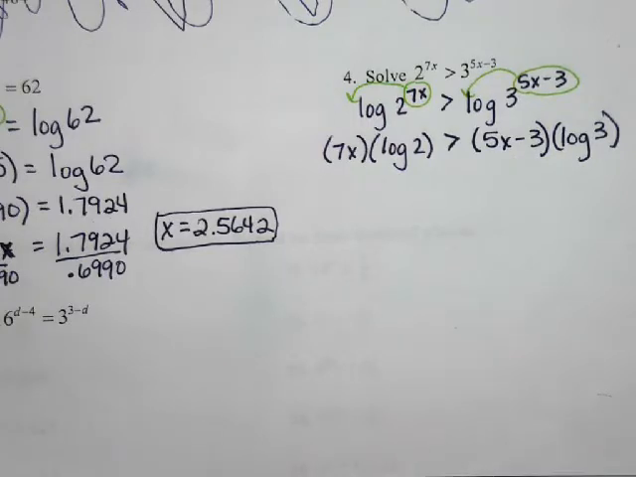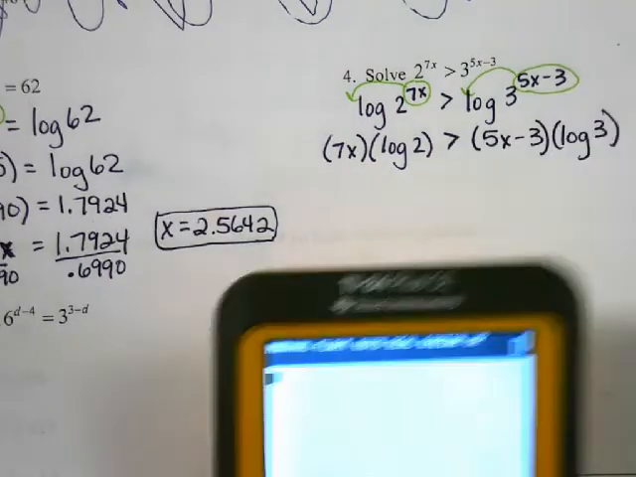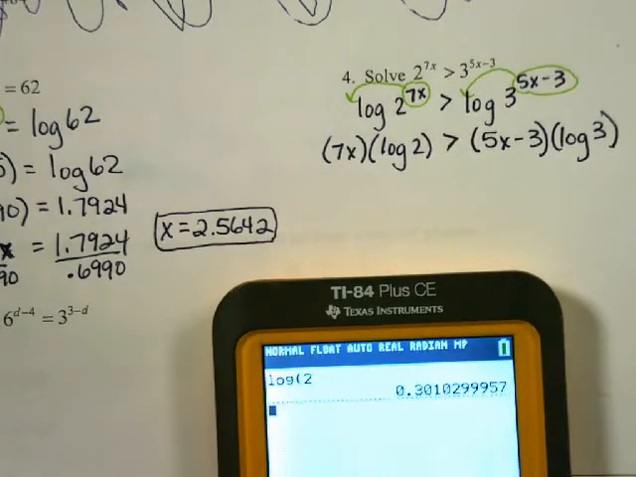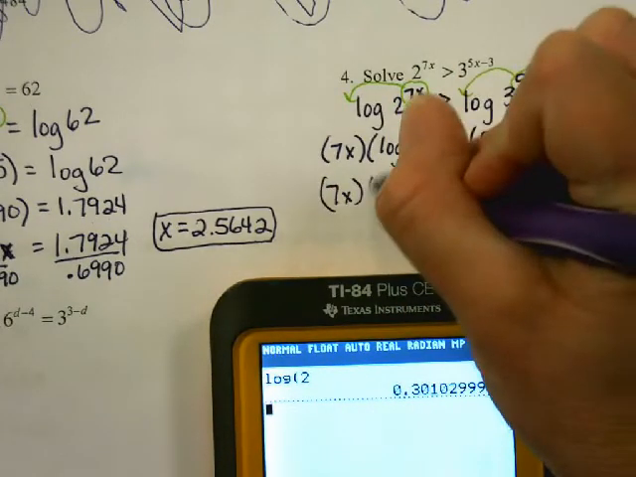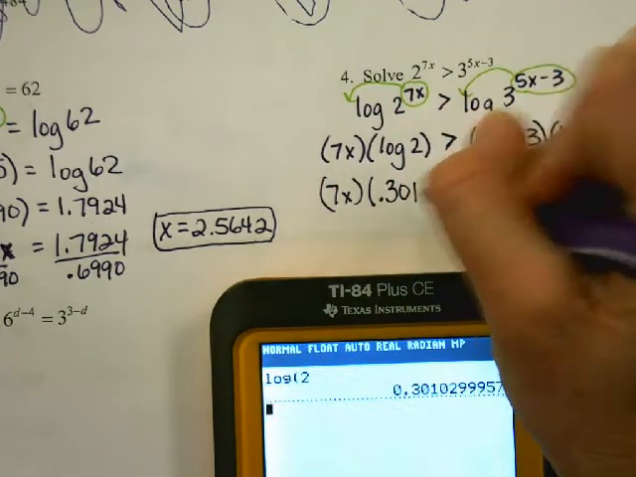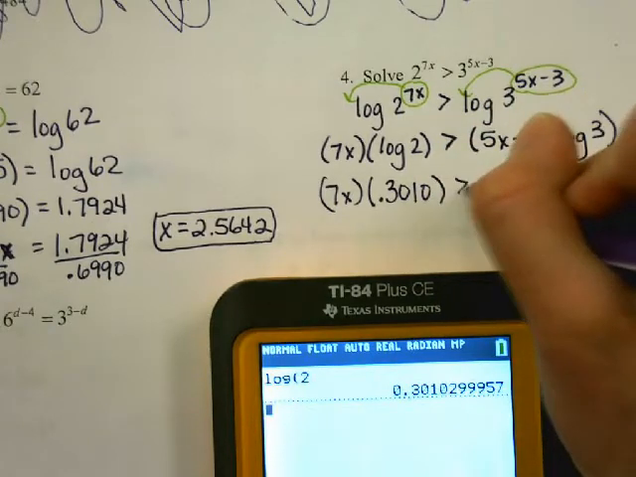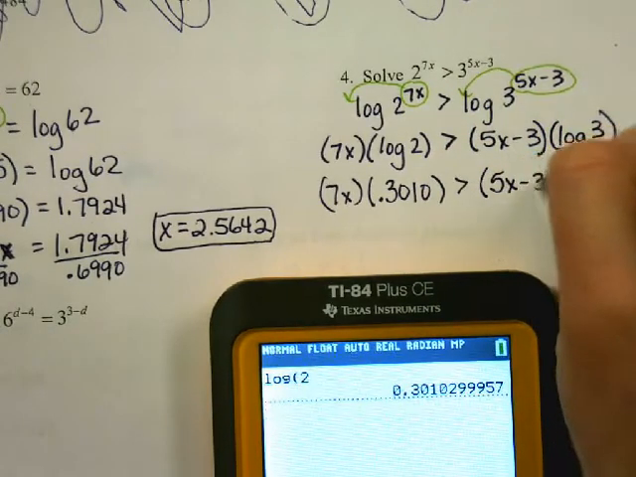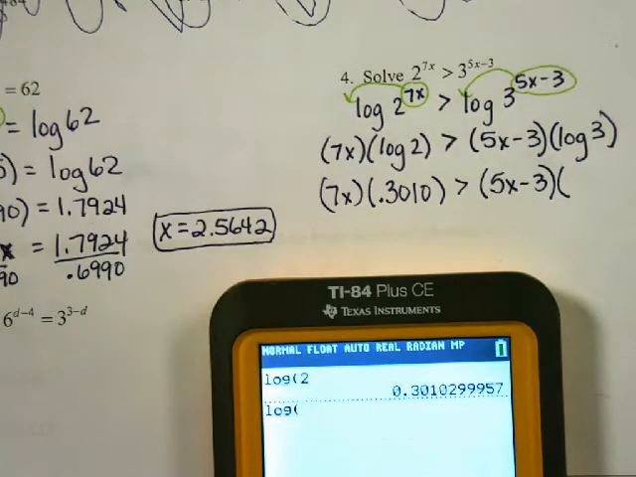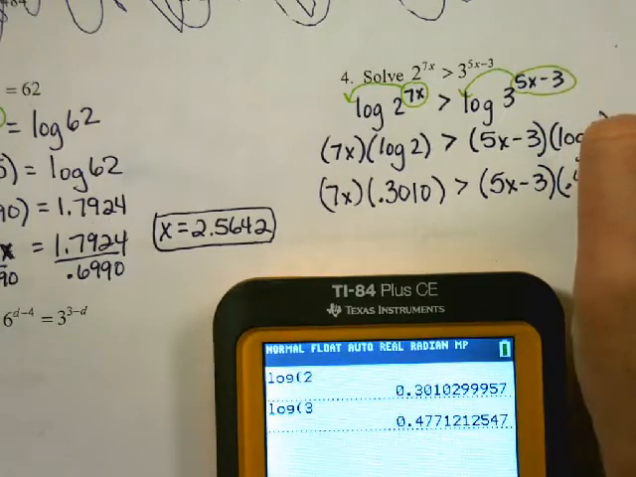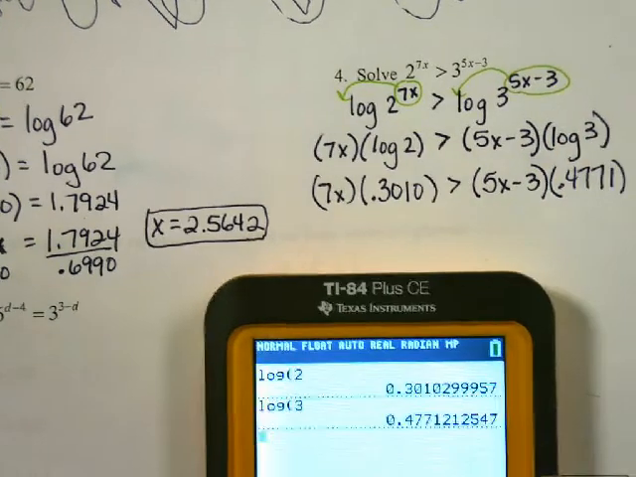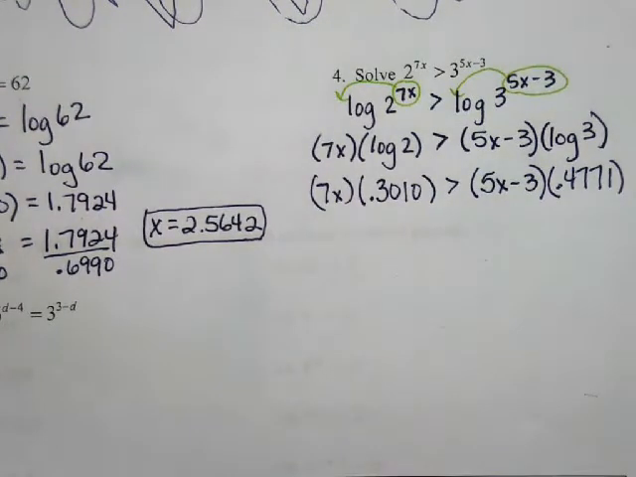Okay, let's put that log in our calculator. Log of 2 is 0.3010. Log of 3 is 0.4771. I think the trickiest part with these is getting caught up in all of the decimals.